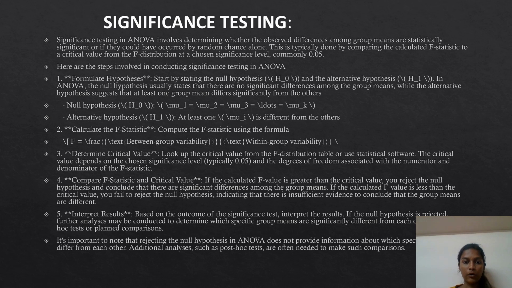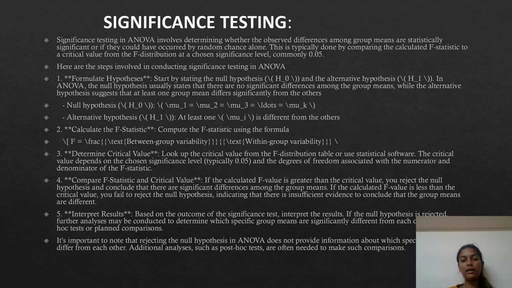After checking the hypothesis, we have to compute the F statistic. After calculating the F statistic, we have to determine the critical value. We look up the critical value from the F distribution table or use statistical software. The critical value depends upon the chosen significance level and the degrees of freedom associated with the numerator and denominator of the F statistic. After that, we have to compare the F statistic and the critical value.